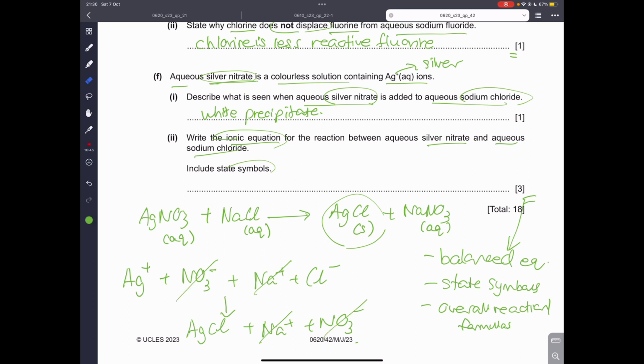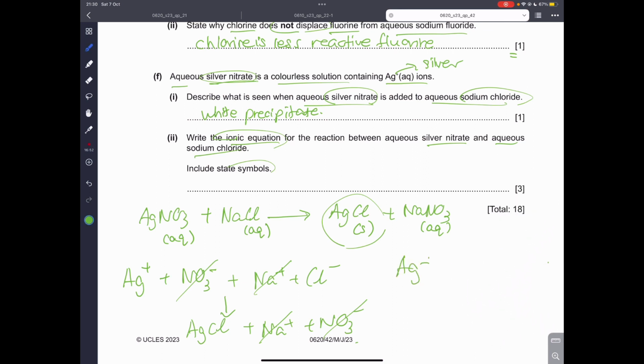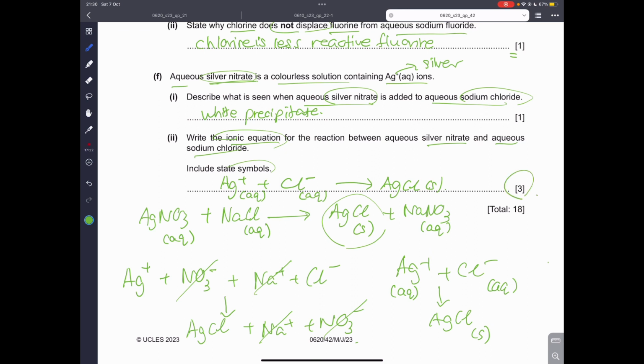Now this gives us an overall equation of Ag plus, Cl minus, giving AgCl. Now don't forget to put the state symbols. Ions are only present in aqueous solution, and silver chloride is solid. So when we write this as the equation, we write Ag plus and Cl minus, aqueous, to form silver chloride, solid state. And you will earn 3 marks for just writing this ionic equation. So let's move on.